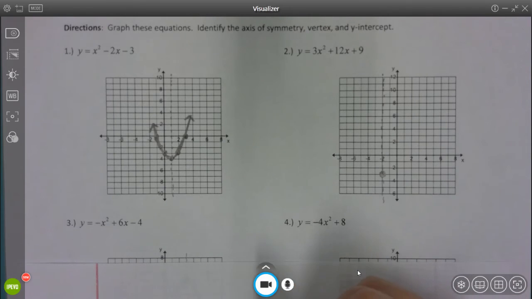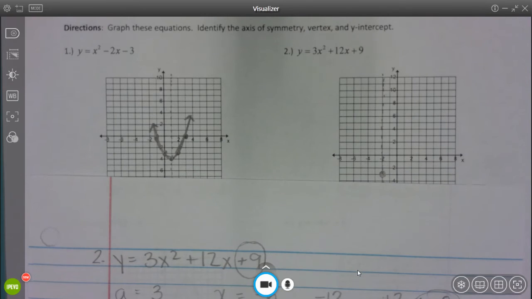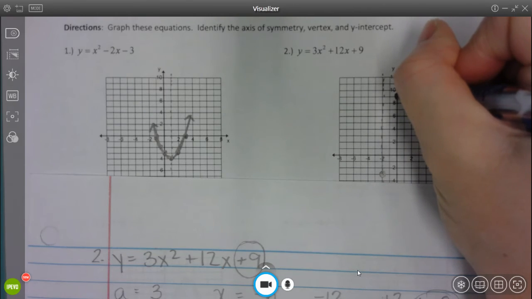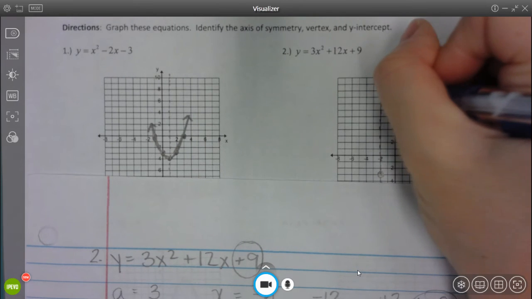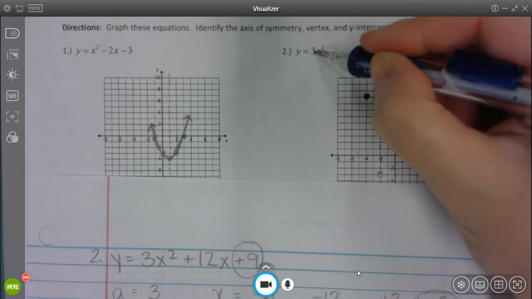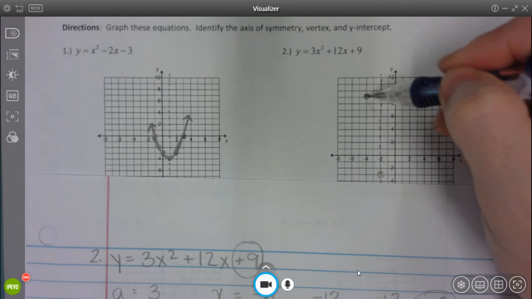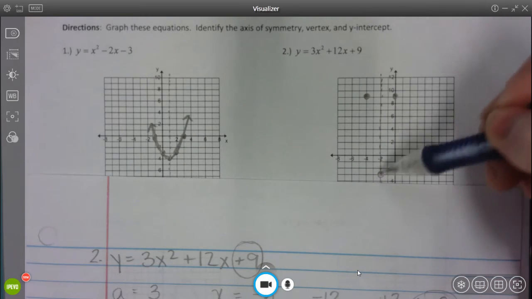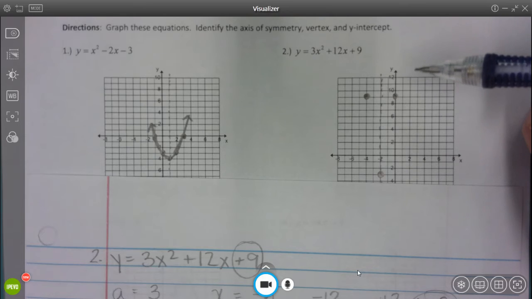Here I know my y-intercept is 9 because that's that last value. That's my c value or my constant. So I have positive 9 up here. I'm going to reflect that over. Now because this coefficient is 3, I know my graph is going to be skinnier than if my coefficient was a 1 because these values are rising faster.